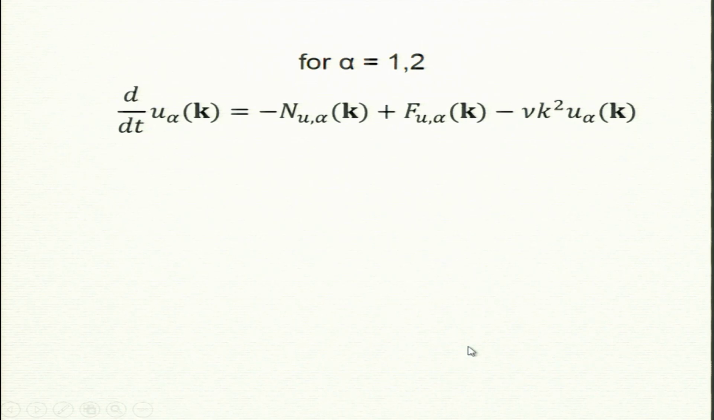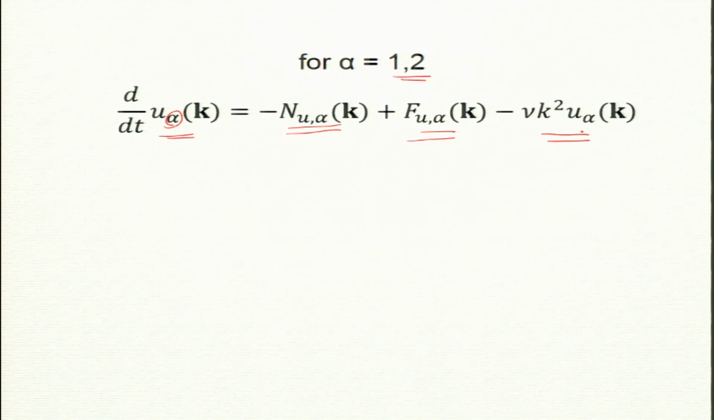So, now, I have only two components for the velocity field, alpha 1 and 2, E1 and E2. So, I take the component of the velocity vector along E1 and E2. So, this alpha can take values 1 and 2. So, take the component along E1 or E2 and you will get U1 and U2. So, this is the nonlinear term, I take the component along this one, this force and this viscous term.